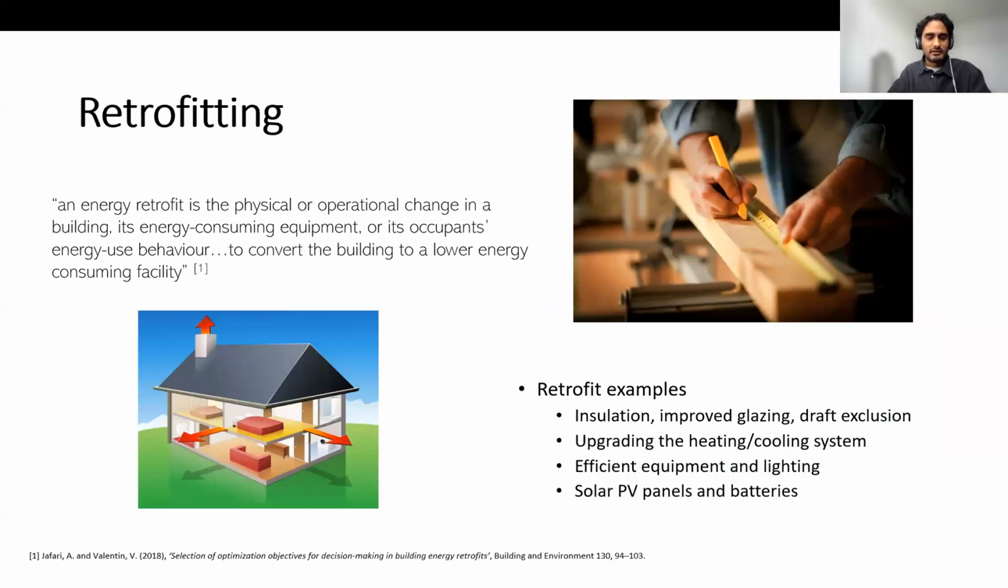So Jafari and Valentine give this definition in that it is the physical or operational change in a building or its energy use equipment or its occupants' energy use behavior to convert the building to a lower energy consuming facility. And these are not obscure technologies. So these are approaches we've all heard of.